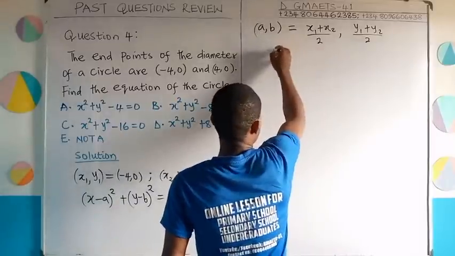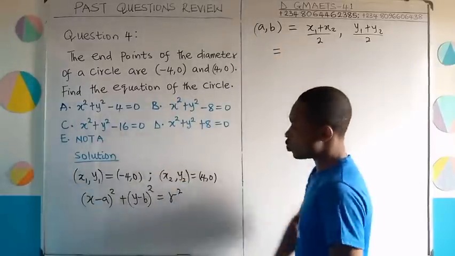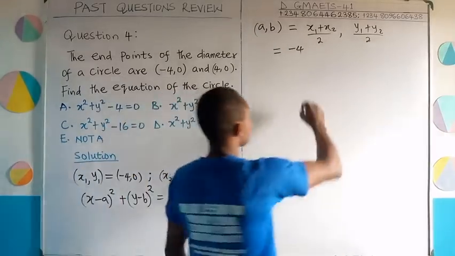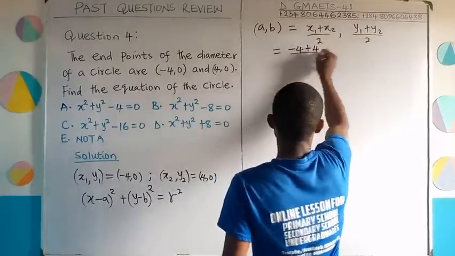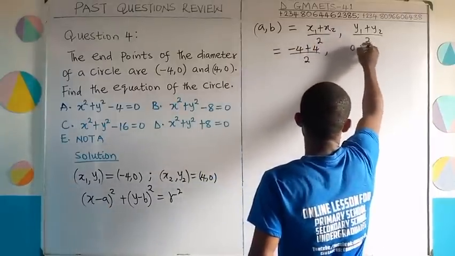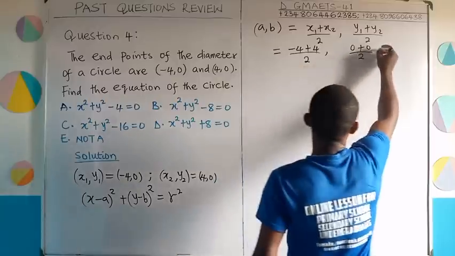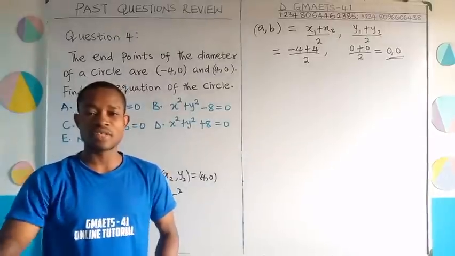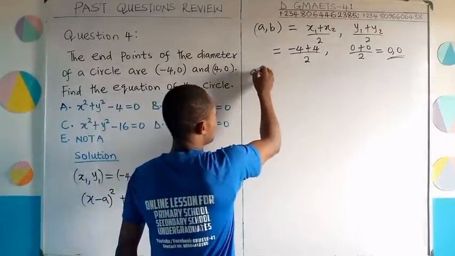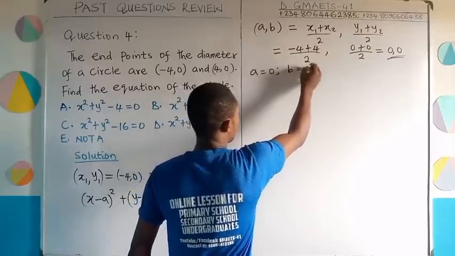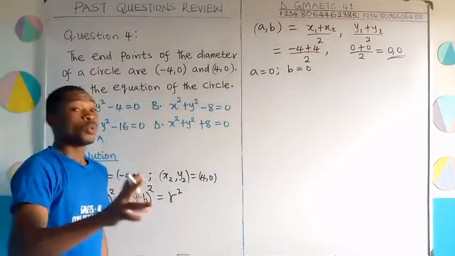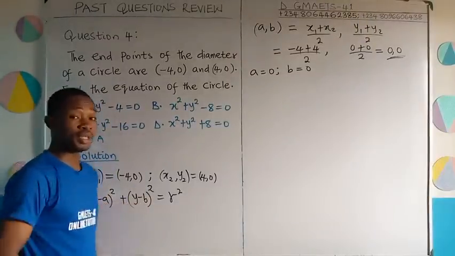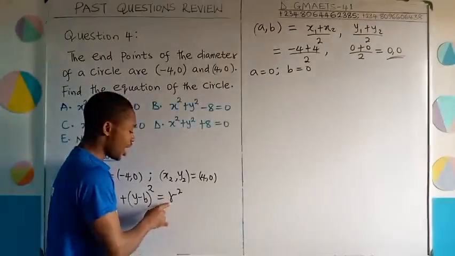So going by that, our a comma b is going to give us x1 from the question is minus 4. Because if you do this, you get 0 comma 0 as the center anyway. But let's just still solve. Minus 4 plus x2, which is 4, divided by 2. And then this one is 0 plus 0 divided by 2. If you work on this, you would get 0 comma 0 as the coordinate of the center a comma b. So this is telling us that a is equal to 0 and b is equal to what? 0. We have achieved the milestone because we've been able to get a and what? b. We're now going to look at getting r.